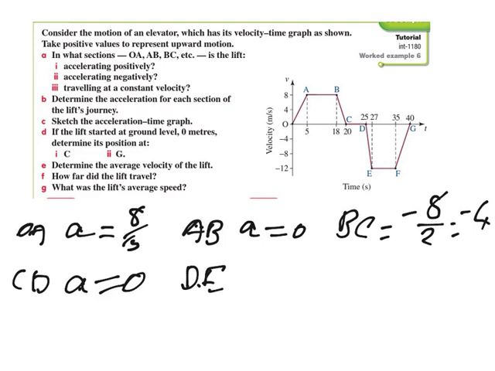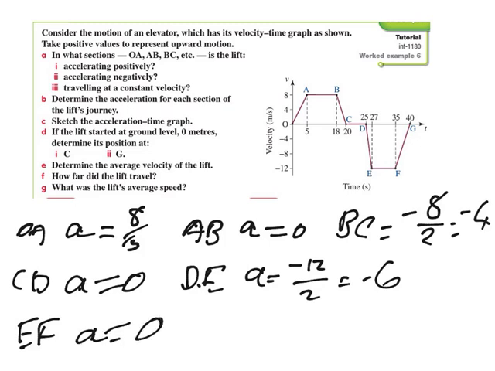DE, acceleration in that section, that 0 goes to -12, so it's a change of -12 over 2 seconds, which is -6. E to F, the acceleration there is 0, so it's flat. And then F to G, the acceleration there, its change in velocity increases from -12 to 0, so it's 12 over 5.